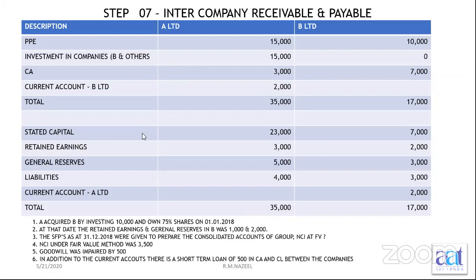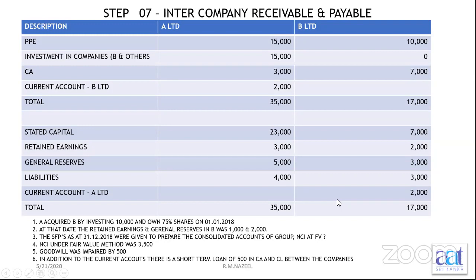Okay. And see, current account with B in A's books, current account with A in B's books. So B wants to pay A. That's what B says: I owe A Limited. What A says is I want to receive from B Limited. So current account with B Limited in A Limited's books represents 2,000. Current account with A Limited in B Limited's books represents 2,000.